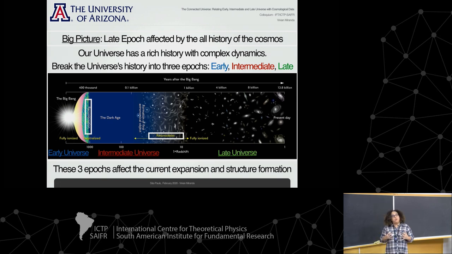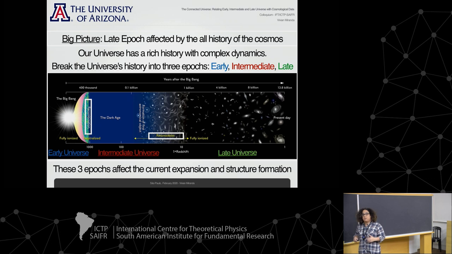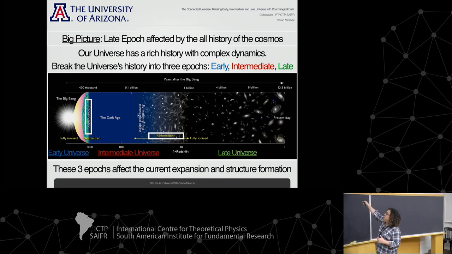Two, I'm going to show you that there are still uncertainties in the physics that dictate the dynamics of each of these epochs. And more importantly, those uncertainties can all affect the current expansion and current structure formation that we see in the late universe. Therefore, if you want to understand questions like what is the nature of dark energy, or of dark matter, or how gravity works, we need not only to understand how each epoch works, but to have a holistic view and try to figure out the entire history of the universe at once.